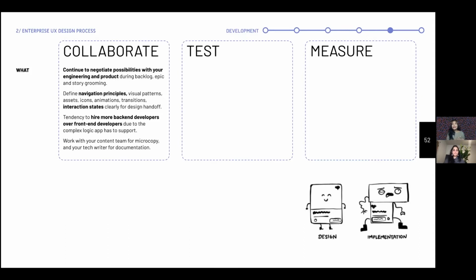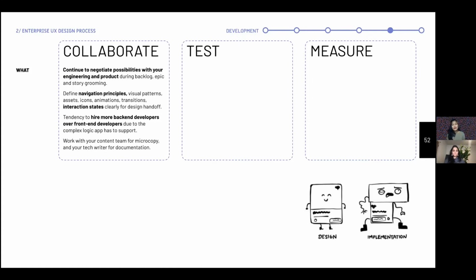You need to be able to define navigation principles, visual patterns. You're going to have to design assets, icons, animations, transitions, interaction states, in products that might not be as modern as a lot of applications that we have now, but you will have to work with your engineering team to make sure you're delivering the best user experience possible. Apart from that, you're also working with a team who will definitely have more backend developers than front end, because there's a lot of complexity in the logic that needs to support that app.